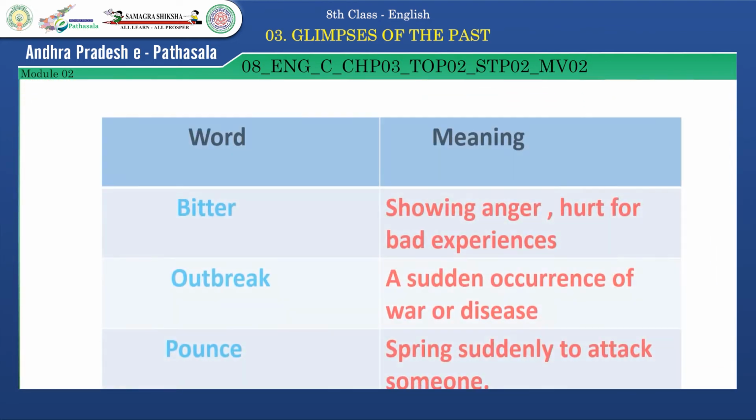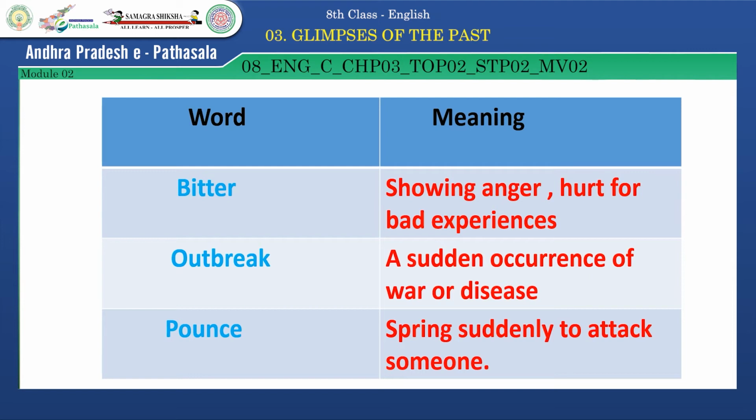Dear students, let's know the meanings of some other new words from the lesson. Bitter means showing anger or hurt from bad experiences. Outbreak means a sudden occurrence of war or disease. Pounce means to spring suddenly to attack someone.